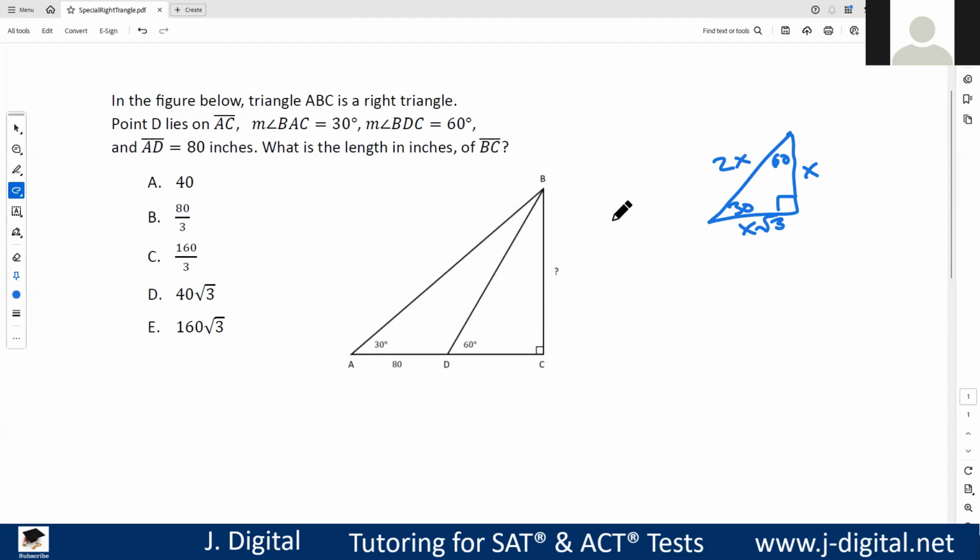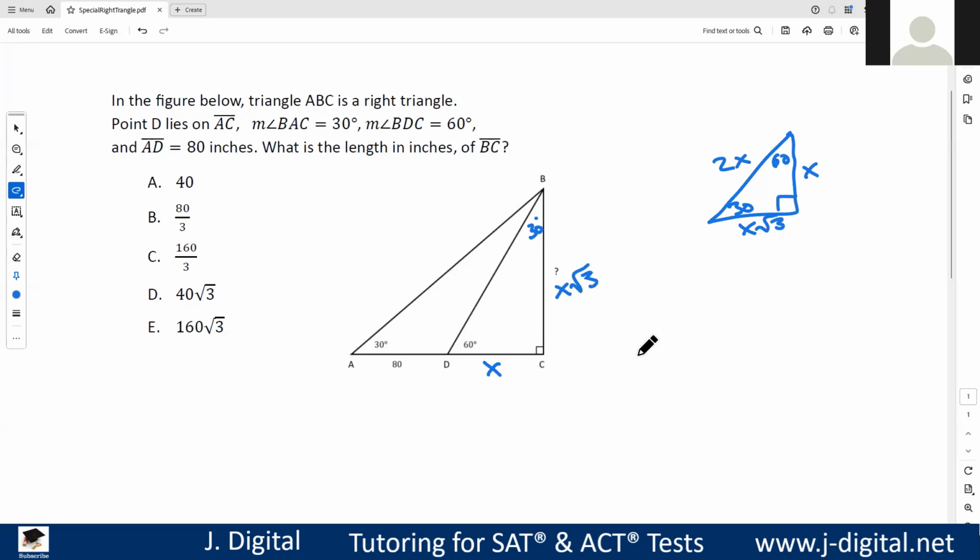Okay, so here we can put DC. We see this triangle BDC. If it's 60 here and 90 here, then we're going to have 30 degrees up here. And we can use our ratio of our sides. So opposite the 30 is x. Opposite the 60 is x square root of 3.